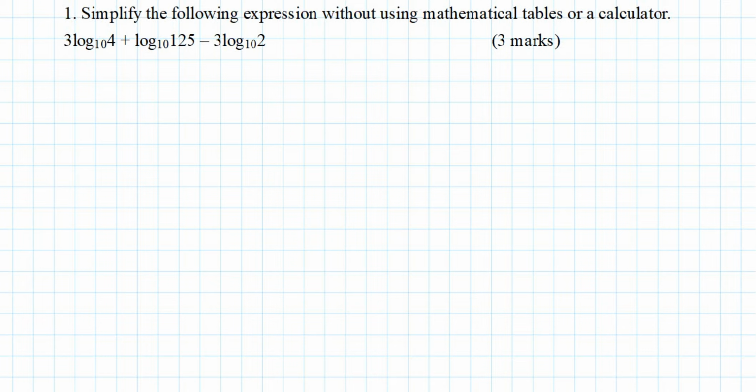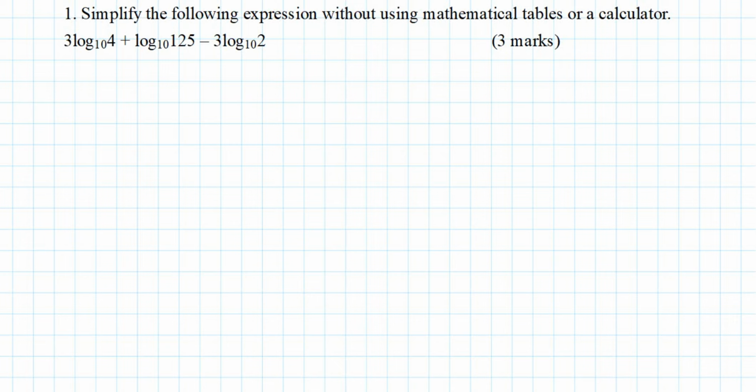So now here, in our first question, we are told to simplify the following expression without using mathematical tables or a calculator. So our expression is 3 log to base 10 of 4 plus the log to base 10 of 125, we take away 3 log to base 10 of 2. So we just refer to the laws of logarithms, and then we can apply those laws so that we can simplify this expression. So how do we do it?